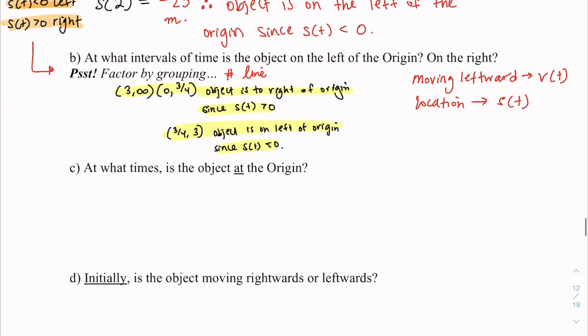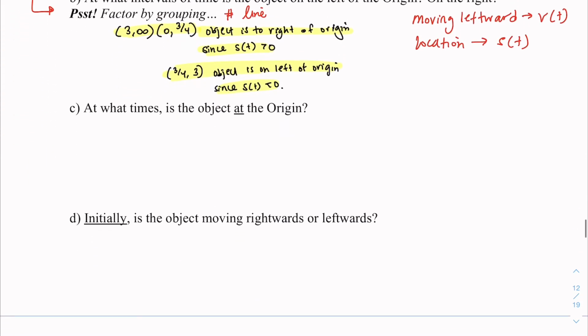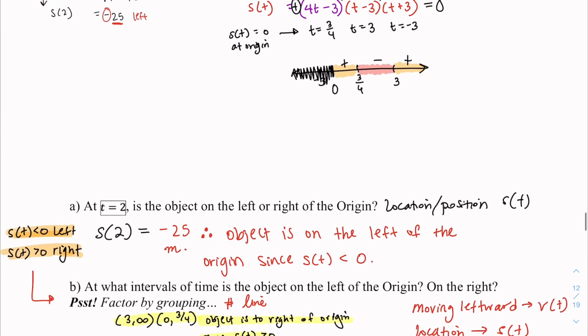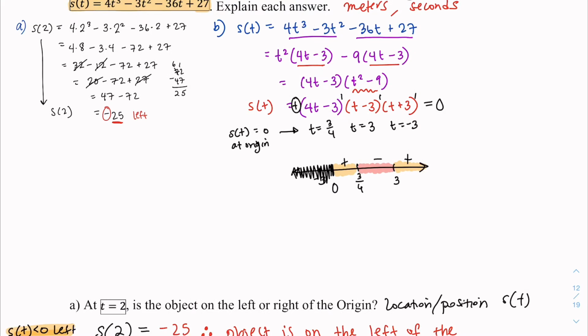Next question, C, says, what time is the object at the origin? So again, we're talking about the position. When is the position at the origin? That means the position should be 0. So interpreting this, we're saying, okay, s of t should be 0. Well, we actually have already found our roots. When we set s of t equal to 0 in this step, what were the t values? See if you can write them down yourself.